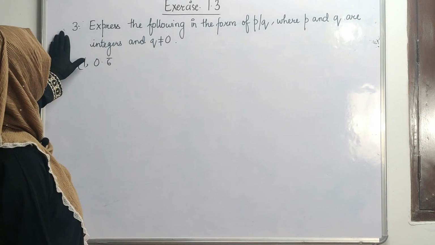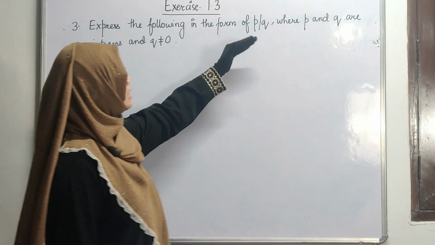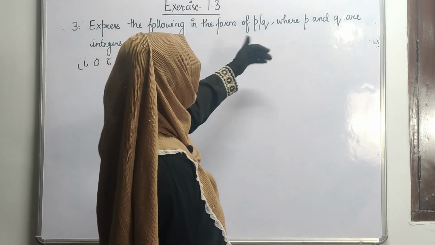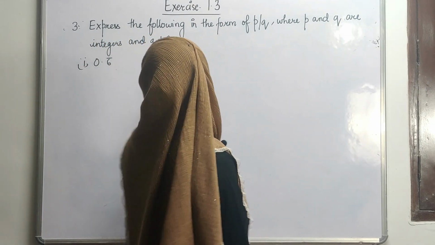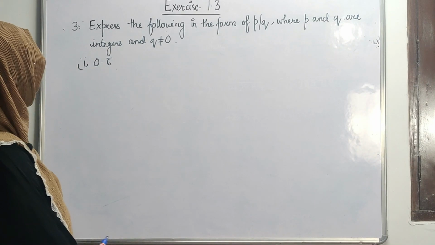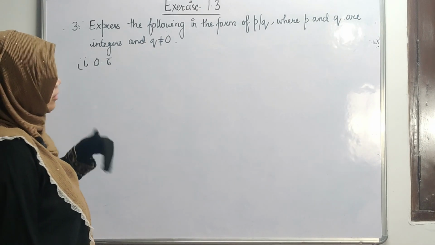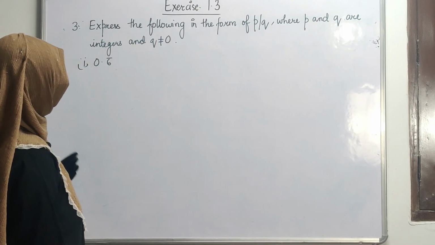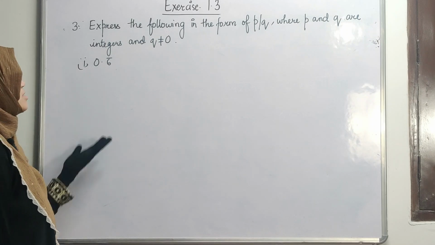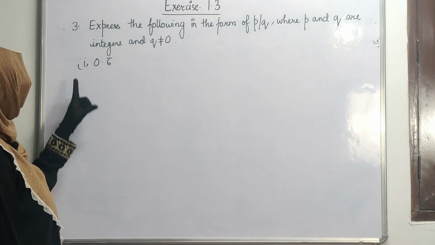Further, we move to question number 3. Express the following in the form of P upon Q, that is a rational number, where P and Q are integers and Q does not equal 0. हमें numbers को P upon Q के फॉर्म में, एक रैशनल नंबर के फॉर्म में लिखना है, जिसमें P and Q are integers and denominator Q is not equal to 0.